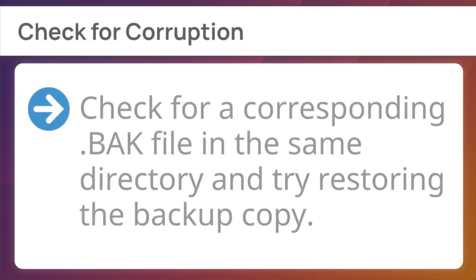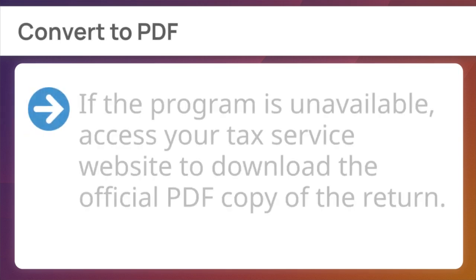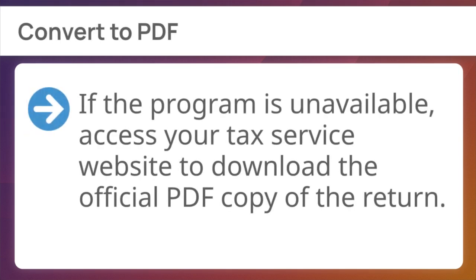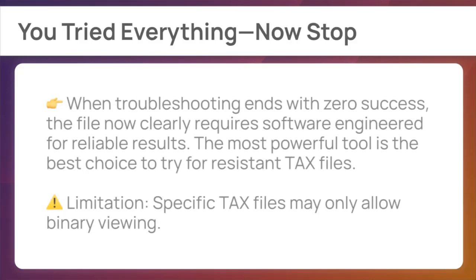Next, check for corruption. Check for a corresponding backup file in the same directory and try restoring the backup copy. Finally, convert to PDF. If the program is unavailable, access your tax service website to download the official PDF copy of the return. If resource-limited software proved insufficient, the TAX file now requires a final authorized option.